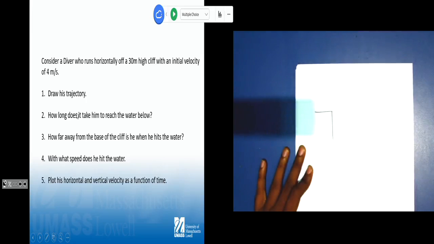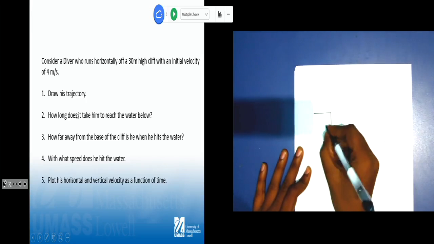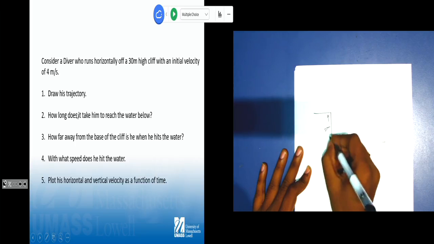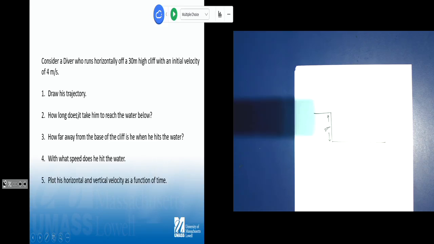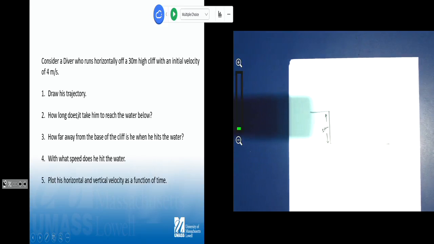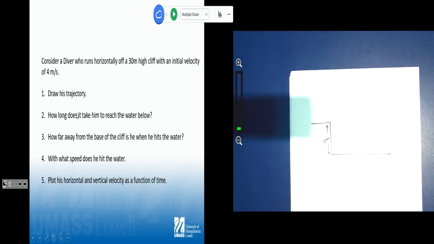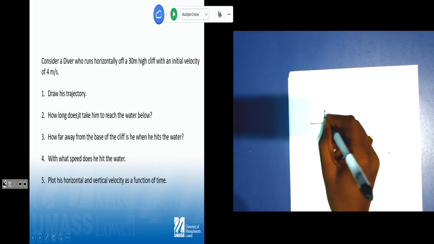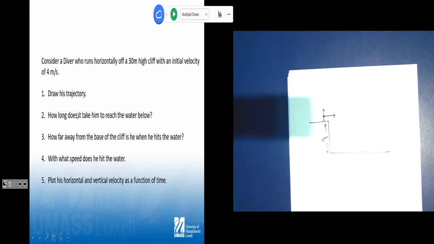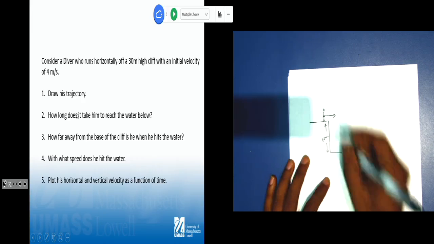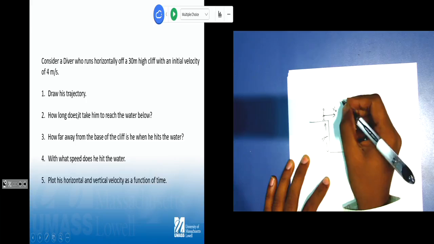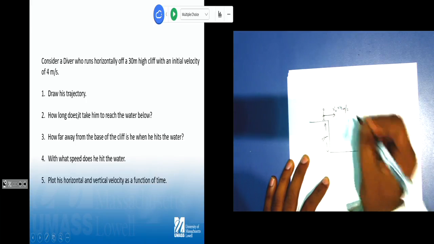So it's a 30-meter high cliff. I don't know if this is a diver or someone not very happy in life. Sorry, I was meant to be inside voice. So this is my diver running horizontally off the cliff. Everyone with me so far? He ran horizontally off the cliff, which was 30 meters high. So I have some initial velocity v0, which is given to me to be 4 meters per second.